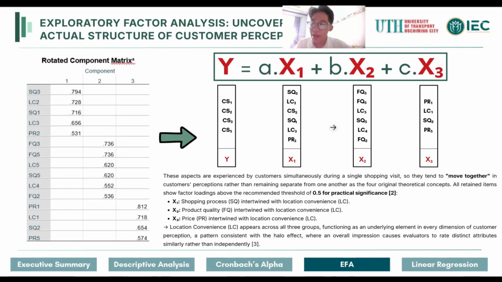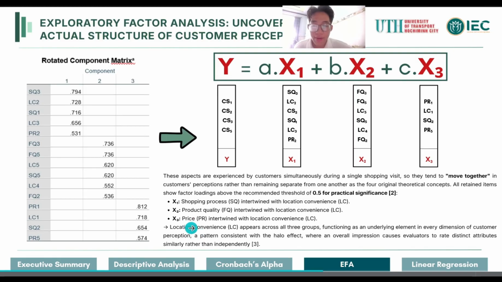Here we have the rotated component matrix. It divides into three components, X1, 2, and 3. X1 is dominated mostly by SQ, meaning shopping experience, and LC, location convenience. X2 is about product quality, mixed with location convenience. And the final one, price, is mixed with location convenience.